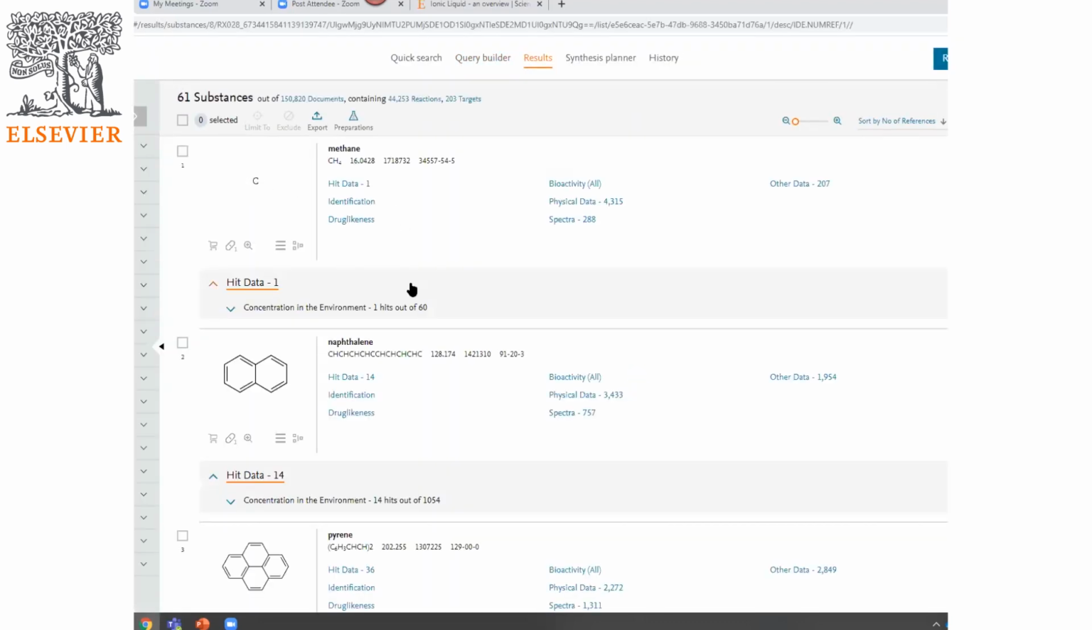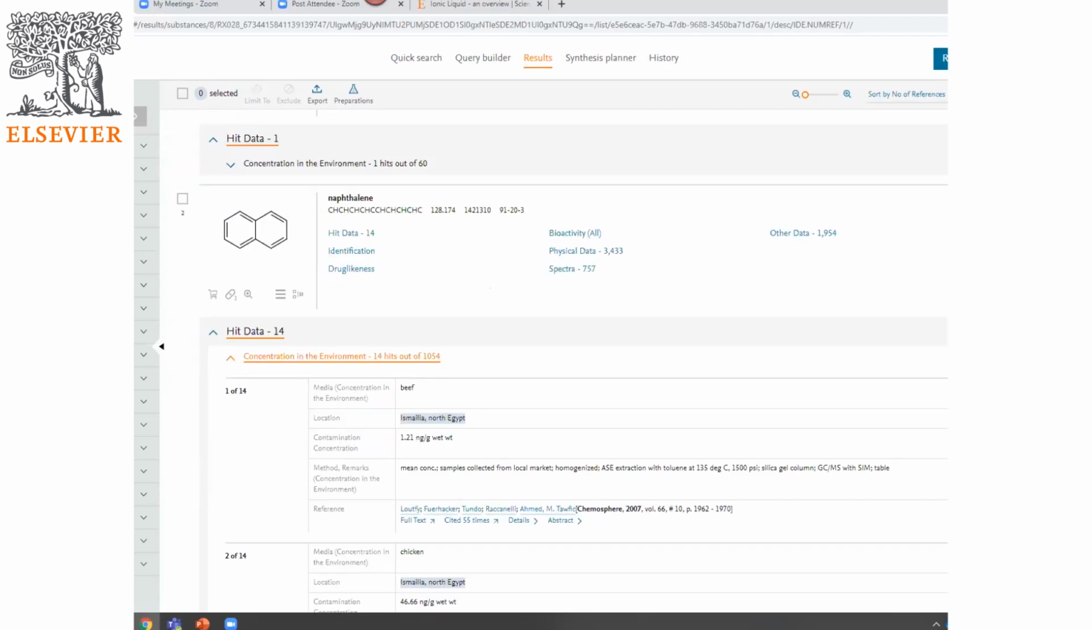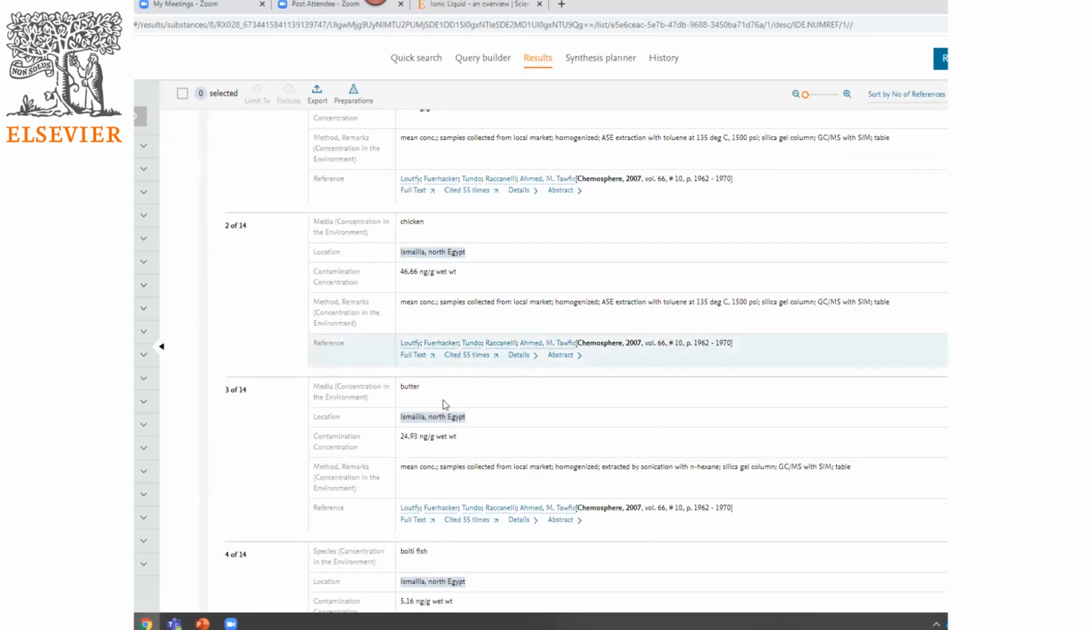We found 61 compounds. As you see, they are quite toxic. You can browse them and find additional information about their concentration in the environment, like in beef, in chicken, in a specific region in the north of the country. You have the methods, how it was measured. You have the link to the author. As you see, it's very well cited.